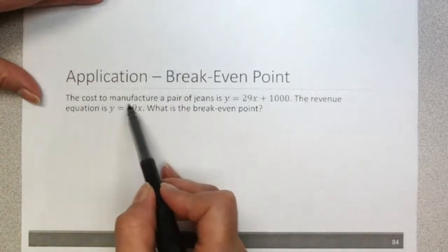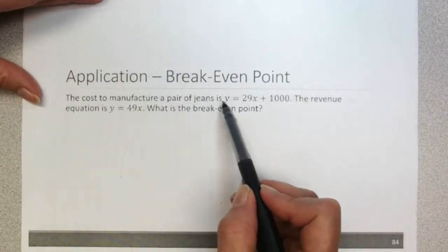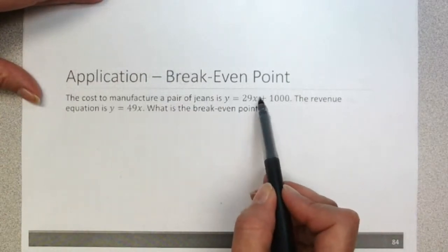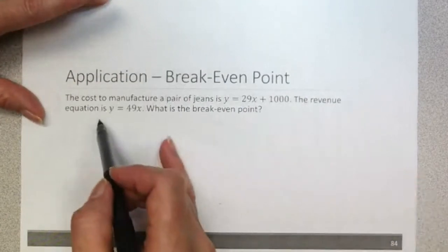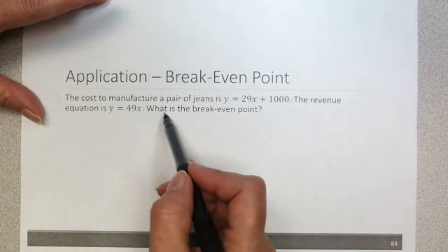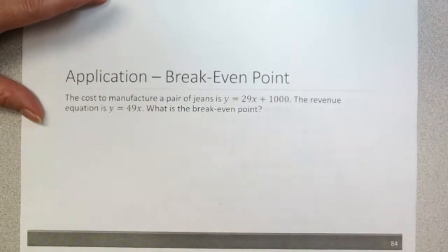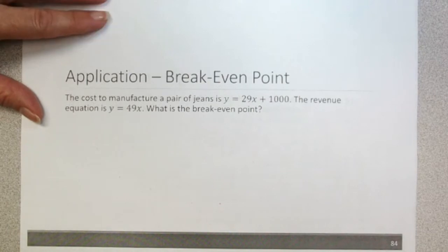Well, I don't know what it's saying. The cost to manufacture a pair of jeans is given by this equation, y equals 29x plus 1,000. All right, the revenue equation is y equals 49x. What is the break-even point? Okay, well, this is a business application. Let's talk about this. What does break-even mean?